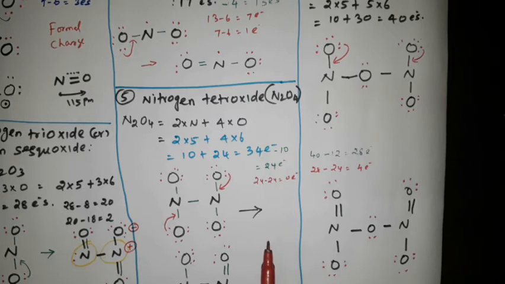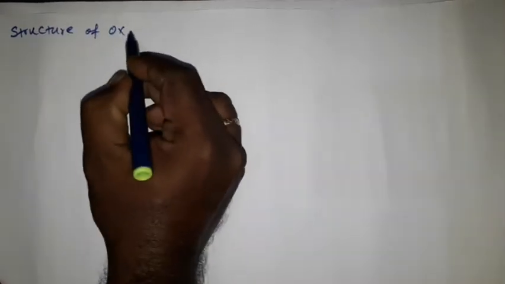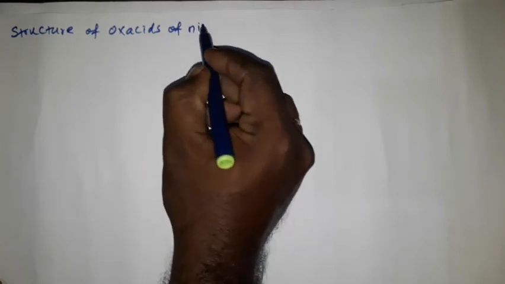Next, we are going to see about structures of oxacids of nitrogen. So after these structures, we will study about structures of oxacids of nitrogen, then preparations of oxacids of nitrogen. Okay. So now students, structure of oxacids of nitrogen.